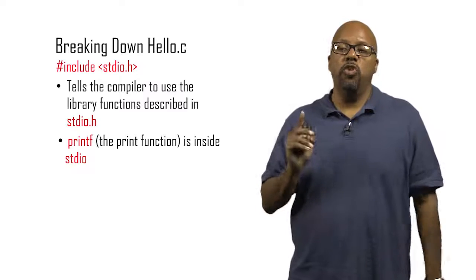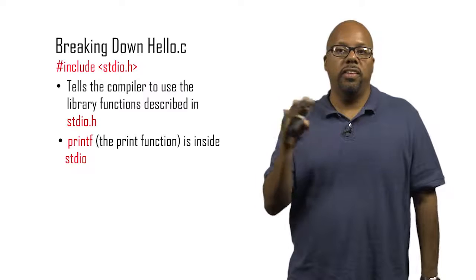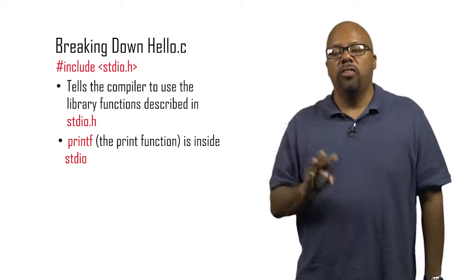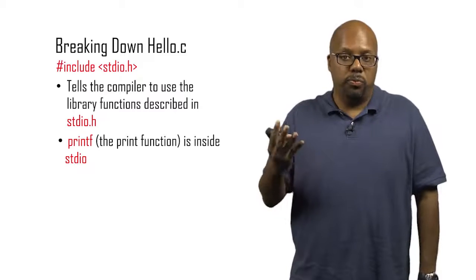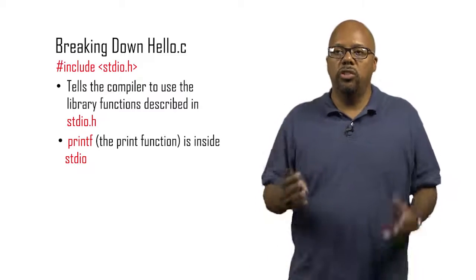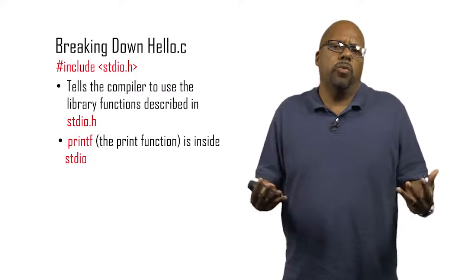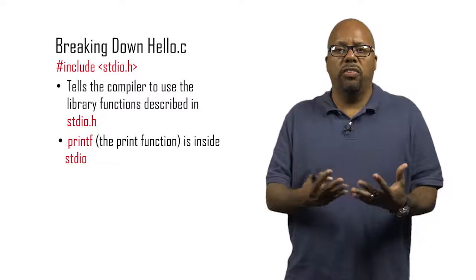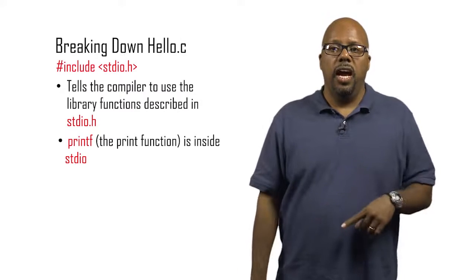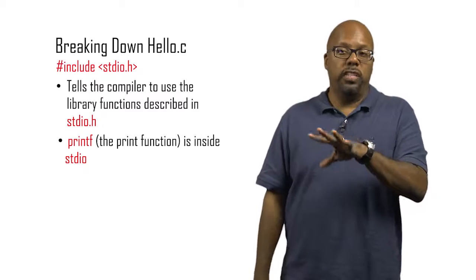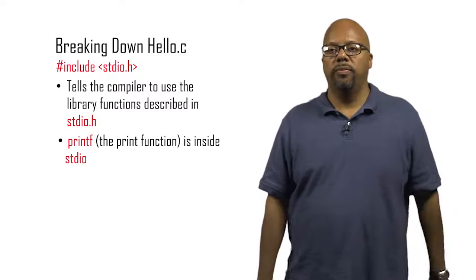The point is that if you want to use a library, you have to include at least this header file at the top of your code. So for stdio, if you want to use the printf function for printing, you've got to include standard io.h. You can include any number of libraries depending on what type of coding you're doing, but we'll stick with the standard library. Printf is inside standard IO, and that's exactly why we're including it. So that's the first line.